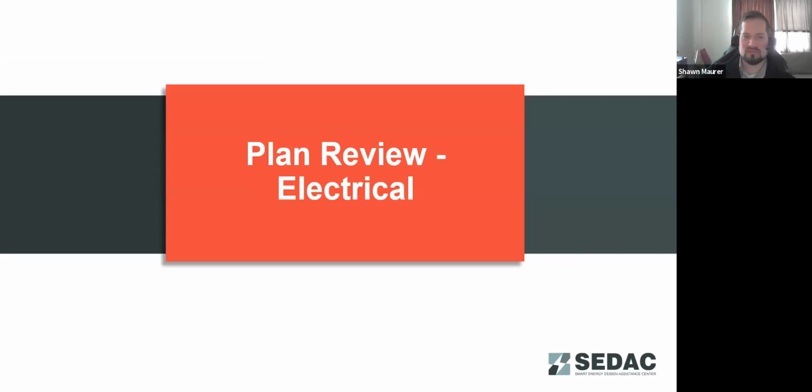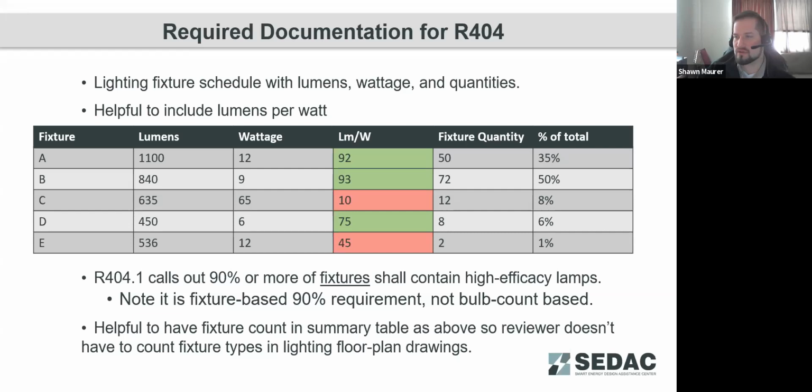And the last thing to touch on is plan review for electrical documentation. This is a really, really short section in the energy code. Essentially states that you should be using LED lighting for compliance. The energy code specifies that high efficacy fixtures should be used in 90% of fixtures in the facility or in the home or residential structure. And so note, first of all, that that 90% is based on a fixture requirement, not a bulb count requirement. So if you have a fixture that has four bulbs in it, you're not going to count those individual bulbs and then base your percentage off of that. You're going to be counting the individual fixtures themselves.